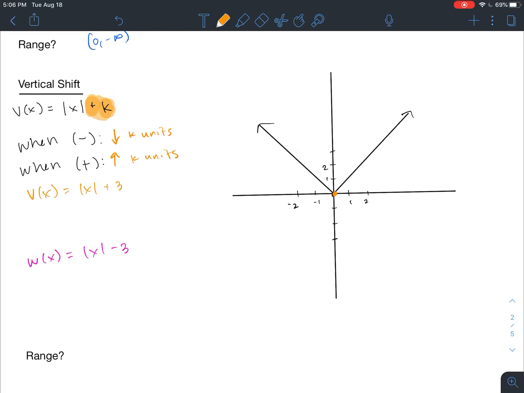So our vertex is still at 0, 0. But we're saying that this right here, this plus 3, we're going to do a vertical shift up 3 units, because the operation and the constant is outside of the absolute value. So we're going to move everything up 3 units. 1, 2, 3.